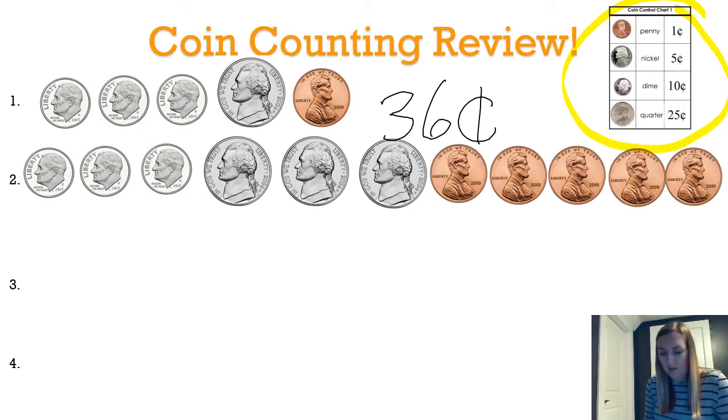Next one. We have dimes, nickels, and pennies. How many dimes are there? 3. There are 3 dimes. How many nickels are there? 3 nickels. And how many pennies are there? There are 5 pennies.